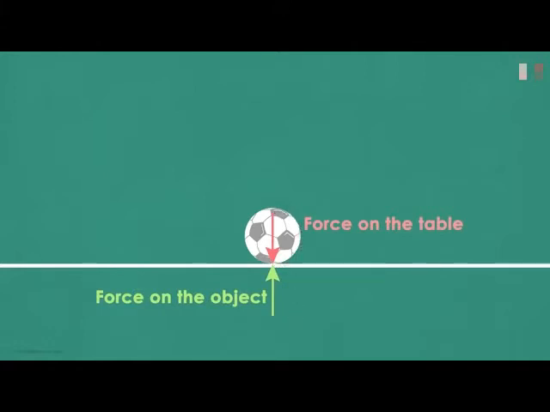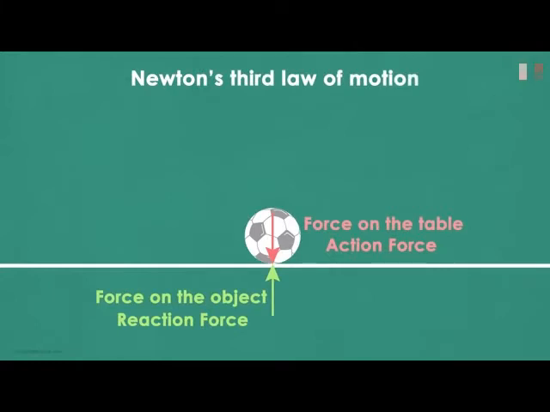The magnitudes of the two forces are the same, but the directions are opposite. These forces are called action and reaction forces. The force exerted by the object on the table was an action force, and the force exerted by the table on the object is the reaction force. What we saw here is nothing but a display of Newton's third law of motion.